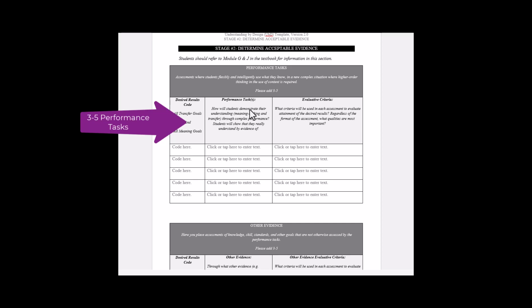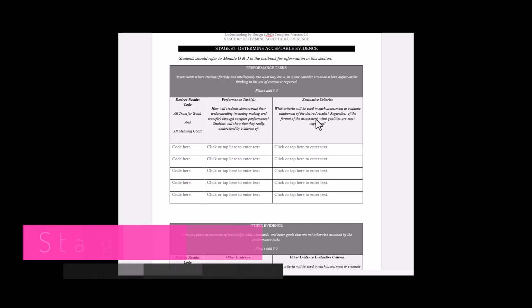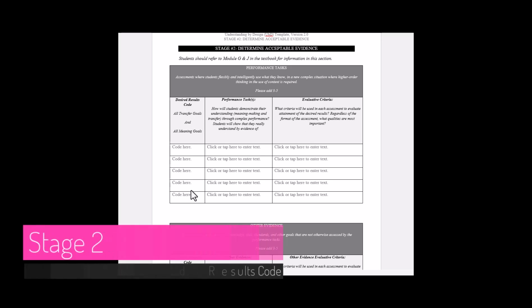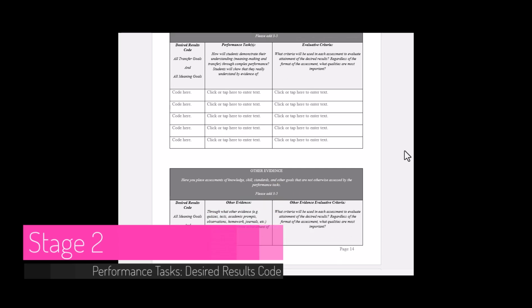And this is basically how students will demonstrate their understanding through complex performance. So you'll list that here, and then over here, you're going to list what criteria will be used in each assessment to evaluate attainment of those desired results. And then over here, we're going to list our desired results codes.